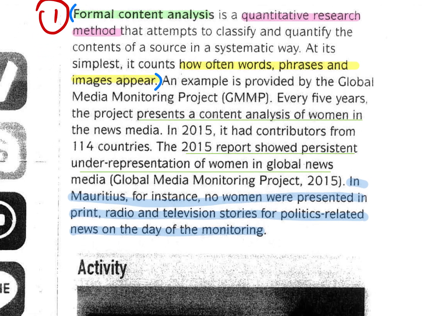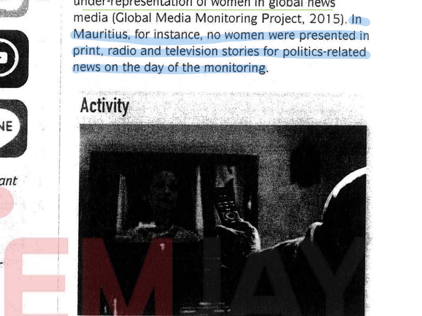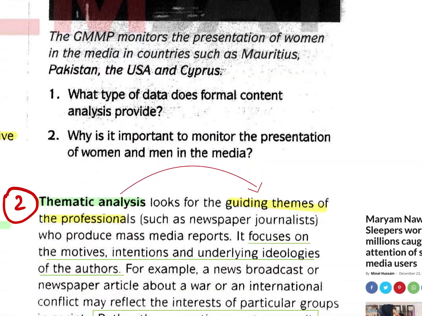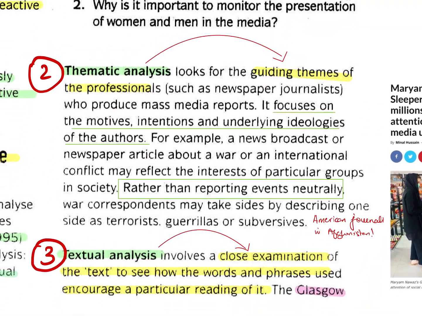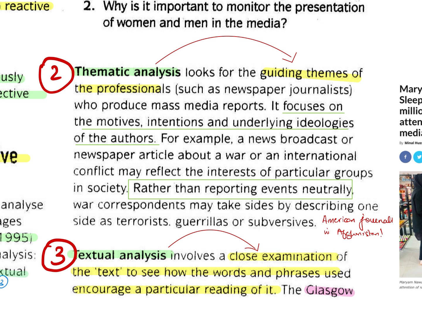Now, taking it ahead, moving on to the next one, that is thematic analysis. Now, when we talk about thematic analysis, of course, this comes from the word theme. Thematic analysis looks for the guiding themes of the professionals, or in other words, it focuses on the motives, intentions, and underlying ideologies of the author. Now, let me give you a very simple example.